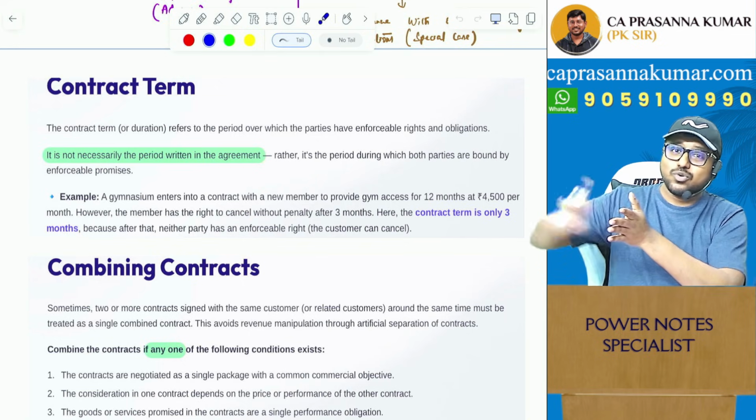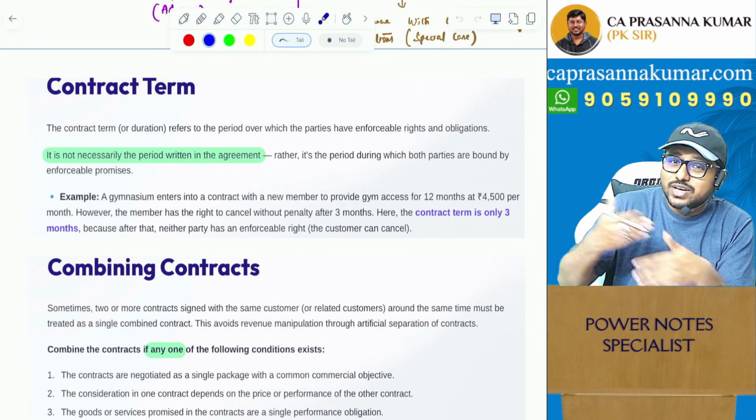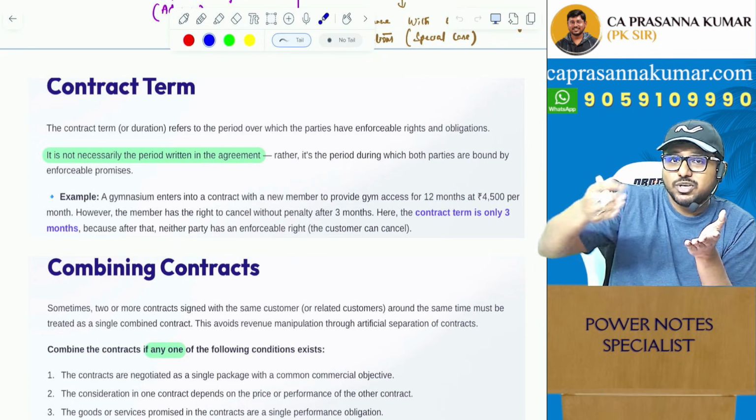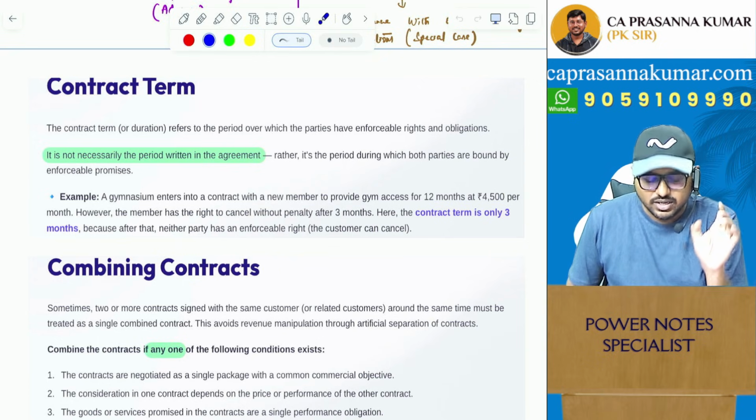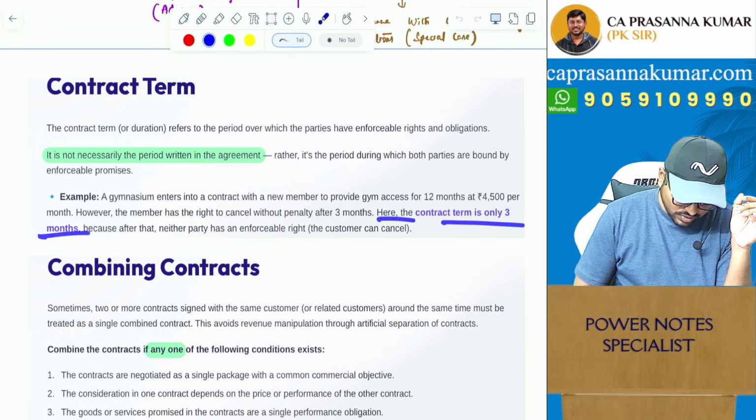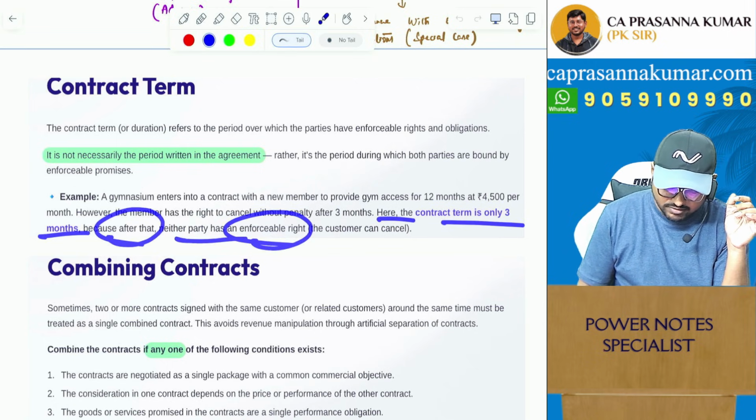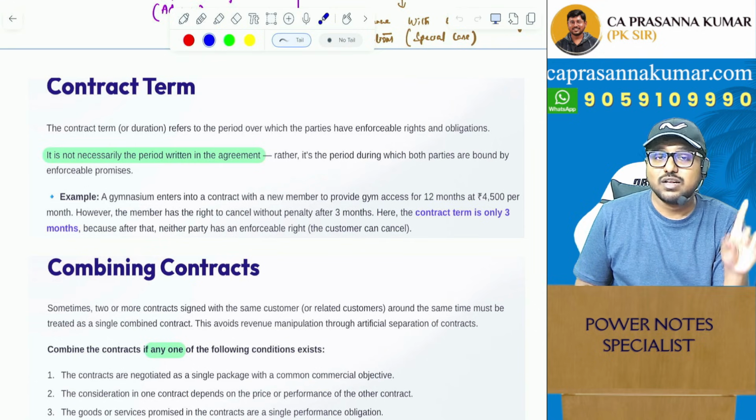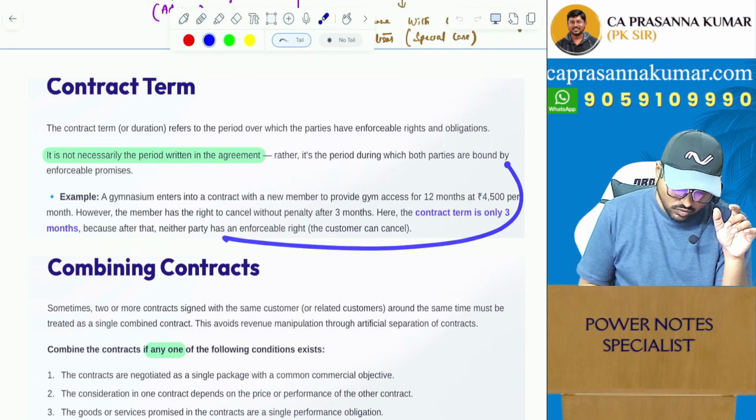If he cancels, then there is no contract for the next 9 months. So how can you treat the contract term as 12 months when there is a probability of cancellation after 3 months? You get the point. Therefore, here the contract term is only 3 months because after that, neither party has an enforceable right. The customer can cancel without penalty. So this is one new point that you need to learn.